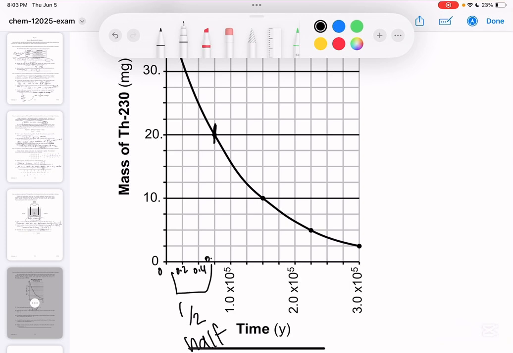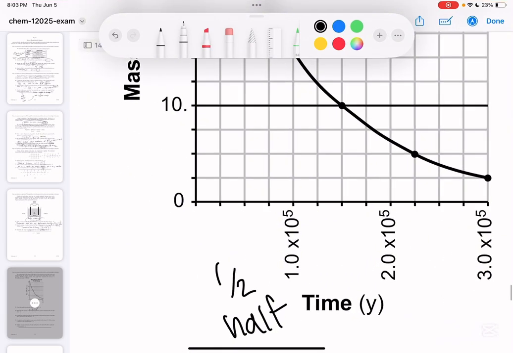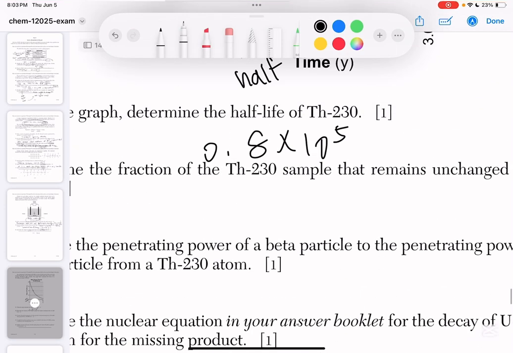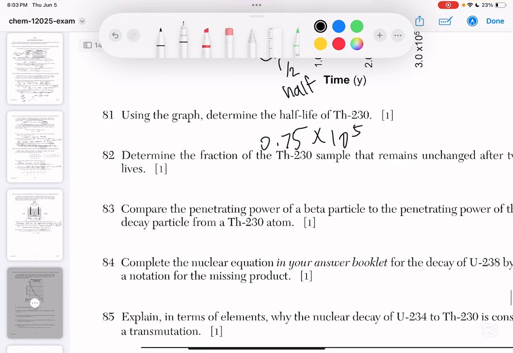Wait, seriously? That's annoying. Wait. I think this one would be very lenient with this kind of graph. So this is 1 and a half. This is 0.5. So here's like 0.75 times 10 to the 5, I guess. Okay.